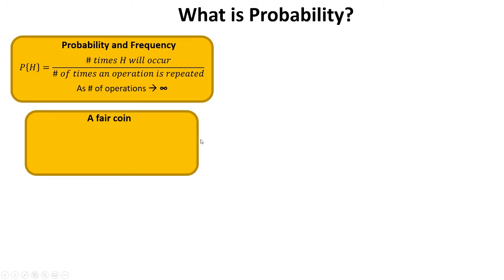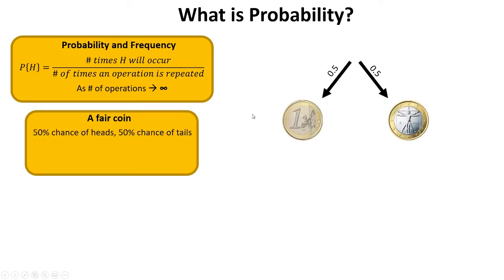Let's think about the simplest example, which is a fair coin. There's a 50% chance that you get heads and a 50% chance that you get tails. Now, this does not necessarily mean that if you flip a coin 6 times, you're going to get 3 heads and 3 tails. You could get 5 heads, you could get 6 heads, depending on how lucky you are. But it does mean that if you were to flip that coin infinity times, about half of those times would end up being heads, and the other half would end up being tails, if the probability of heads is 50% and the probability of tails is 50%.